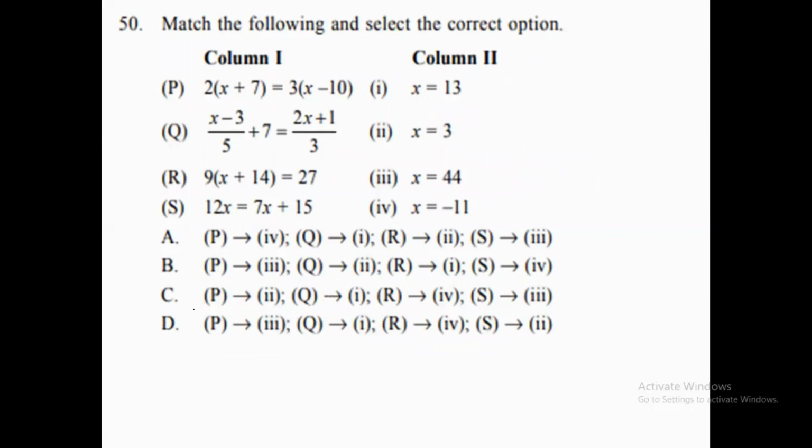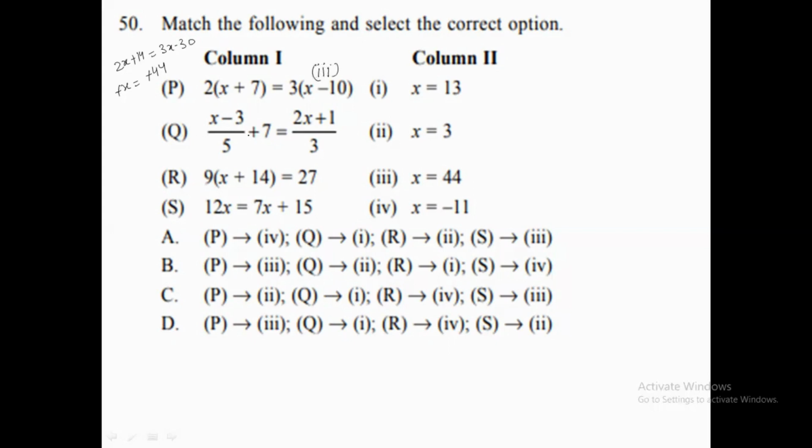In the next question, we need to match the following with the correct options. The first one says 2 times (x plus 7) equals 3 times (x minus 10). Let's solve it. When we solve it, we get 2x plus 14 equals 3x minus 30. So 2x minus 3x is minus x, and minus 30 minus 14 equals minus 44. So we get the value of x as 44, which is written in option number 3. So P is option number 3.